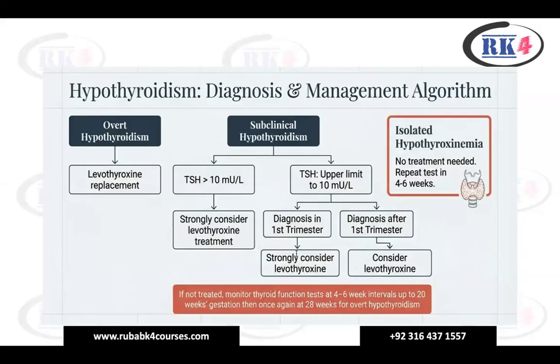More than 4 is above the upper limit. Up to 4, it's okay, upper normal limit. So these two flow charts may be of help for you.